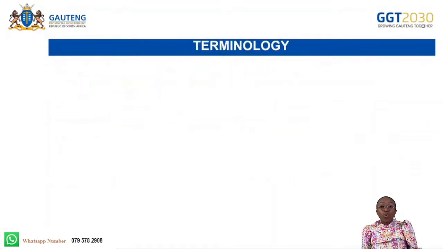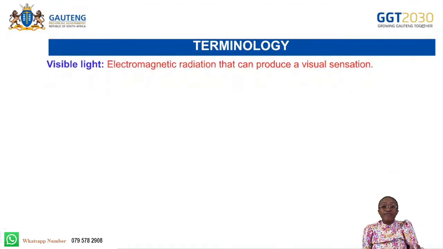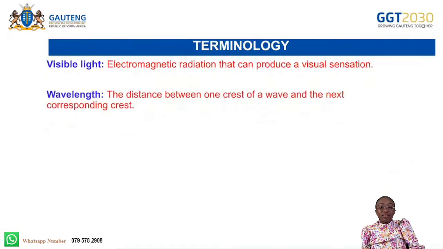Now, let's go on to terminology. These are the terms that we are going to come across during this lesson and many other lessons to follow. So we need to learn what they mean. The first one is visible light, which is our topic for today. Visible light is electromagnetic radiation that can produce a visual sensation. Wavelength. This is the distance between one crest of a wave and the next corresponding crest.